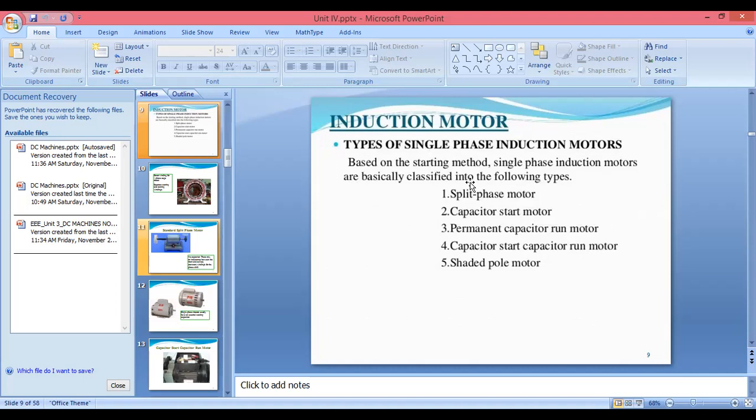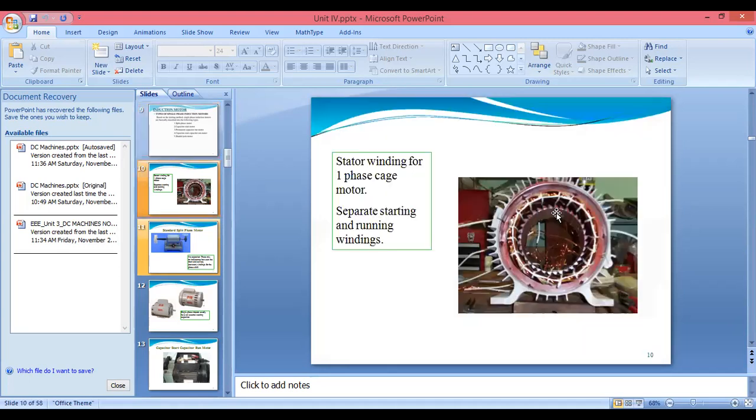How we are giving the supply to the single phase induction motor. There is a split phase induction motor, there is a shaded pole motor, there is a capacitor start motor, permanent capacitor run motor, capacitor start capacitor run motor. There are different types of the single phase induction motor.